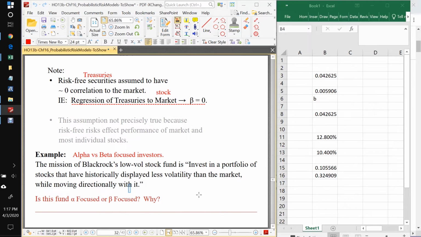Okay, well, remember, alpha-focused funds want to do well irrespective of what the market is doing. So we've got here "while moving directionally with the market," and it's also specifically talking about volatility relative to the market. Alpha is all about not being relative to the market. Beta focused is always relative to the market. So this is going to be beta focused. This is the type of question you should be able to answer with alpha versus beta focused.